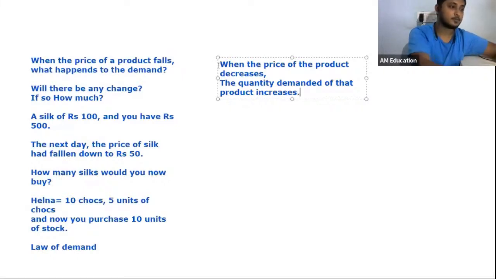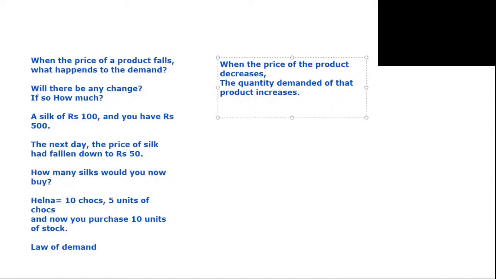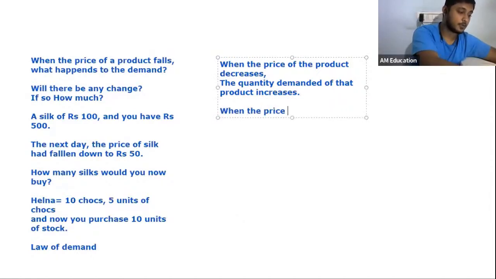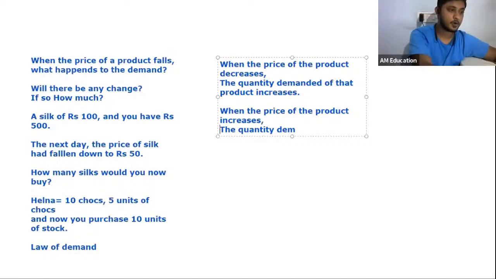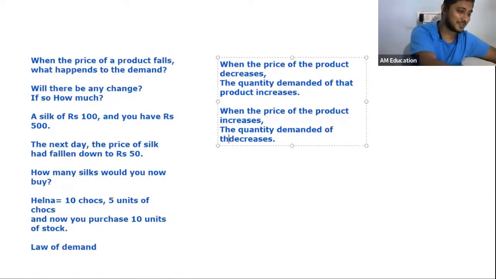And what is the other rule? When the price of the product increases, the quantity demanded will decrease. The quantity demanded of that product decreases. Cool. So when the price of the product increases, the quantity demanded decreases, and this is what we consider.